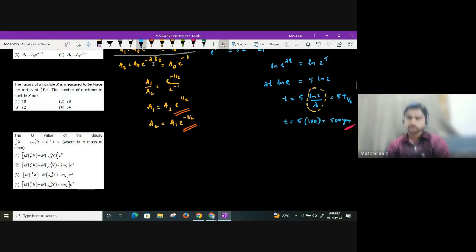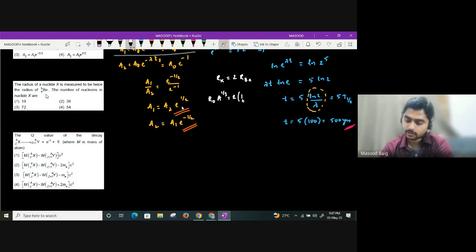They are saying that the radius of a nuclide X is measured to be twice the radius of Be. So here what they are saying, very direct question again: radius of X is given as 2 times the radius of beryllium. What is the number of nucleons in nuclide X? Now, nucleons means nothing but the mass number, guys. How is radius related? It will be given as R0 A^(1/3) will be equal to 2 times R0 times what is beryllium mass here? 9^(1/3), guys. Yes or no?